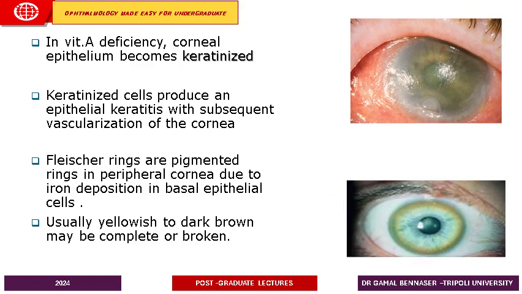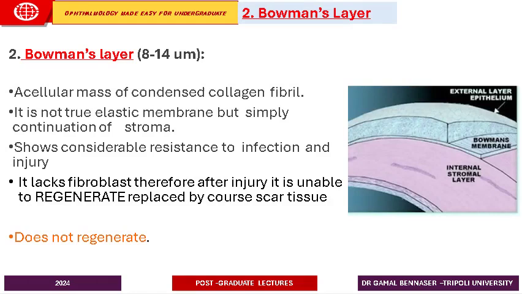Fleischer's ring. Now we come to the second corneal layer, which is Bowman's layer. It measures about 8 to 14 micrometers. It lies below the corneal epithelium. And it is not a real membrane or a basement membrane. It is just a condensation of the collagen fibers from the outer stroma and is secreted by keratocytes. And it is an acellular layer, not elastic, characterized by being tough, and it provides mechanical protection for the cornea. And it lacks regeneration because there are no fibroblasts. So upon damage, it will be replaced by fibrous tissue.